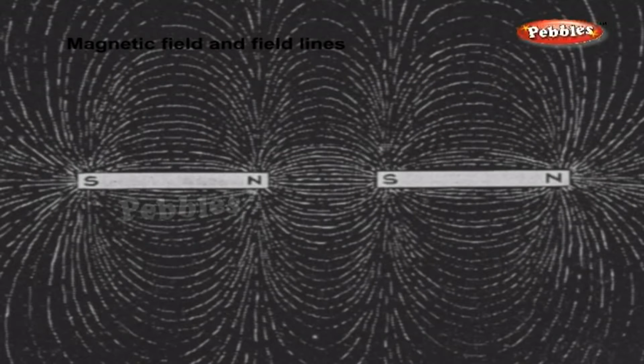Join the points marked on the paper by a smooth curve. This curve represents a field line. Repeat the above procedure and draw as many lines as you can. You will get a pattern. These lines represent the magnetic field around the magnet. These are known as magnetic field lines. Observe the deflection in the compass needle as you move it along a field line. The deflection increases as the needle is moved towards the poles.